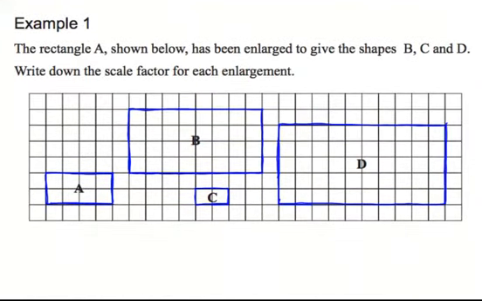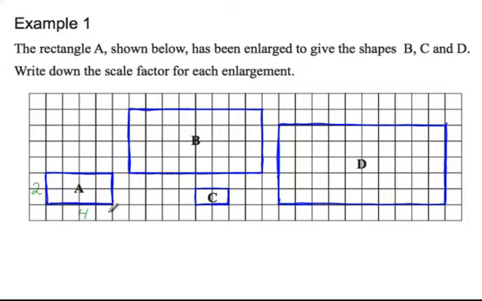Example 1. The rectangle A, shown below, has been enlarged to give the shapes B, C, and D, also shown here. Write down the scale factor for each enlargement. I've colored them in blue here to make them a little bit more visible. Now hopefully this works. So A is a rectangle. It has 2 units here and 4 units here. Okay, so the rectangle is 2 by 4. 2 width, 4 along the base.